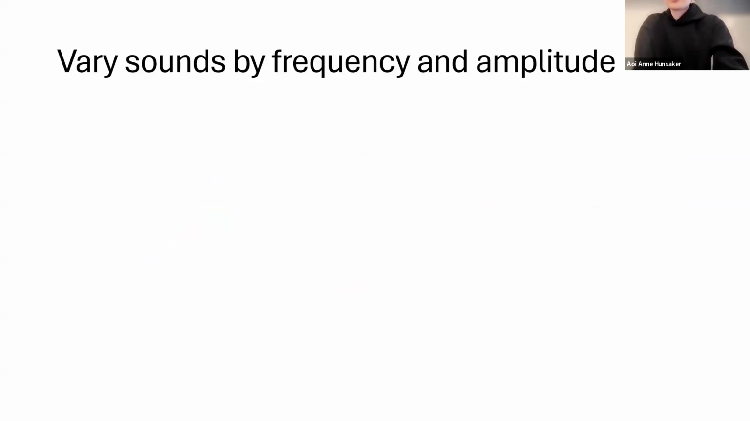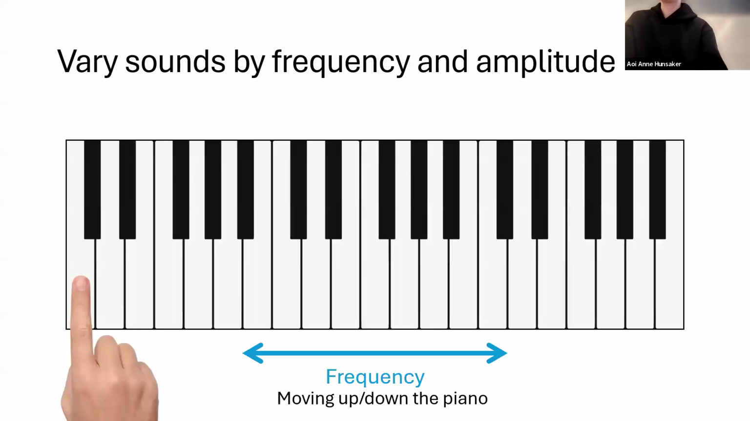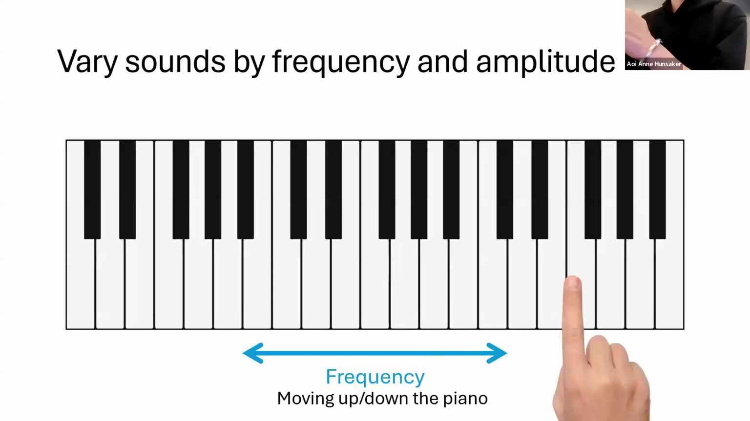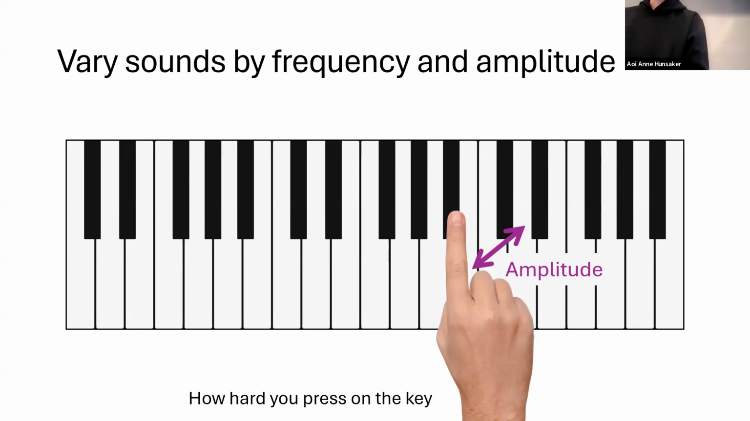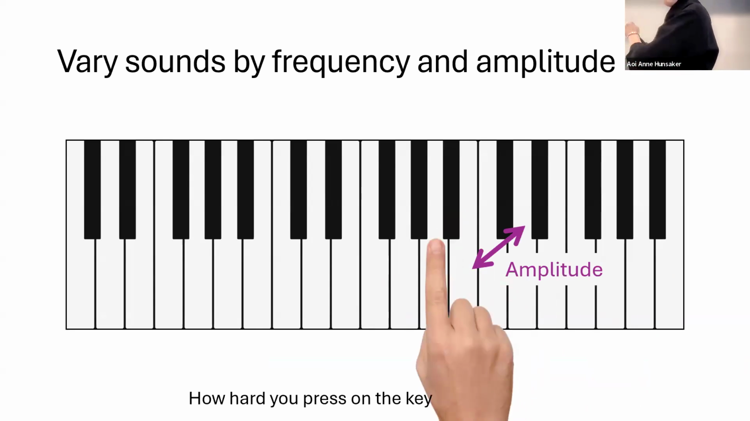To know the range of sounds these animals can hear, we present sounds at different frequencies and amplitudes. So when I'm changing the frequency of the sound, it is like I am pressing keys up and down the piano. Okay. And humans perceive this change in frequencies as changes in pitch. And when I'm changing the sound amplitude, it is like I am changing how hard I press on a single key. Okay. And we perceive these changes in sound amplitude as changes in loudness.